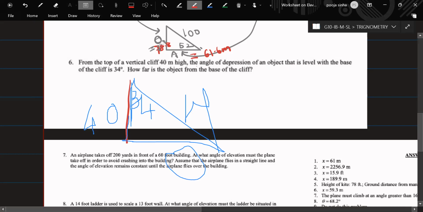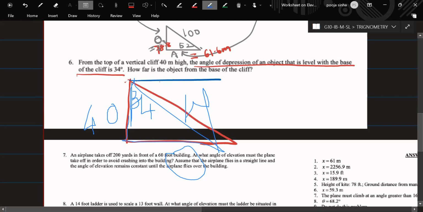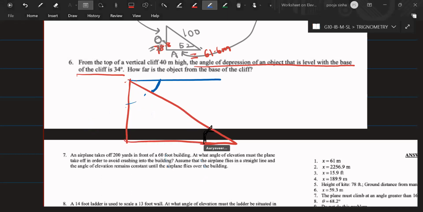What does this mean? The angle of depression of an object that is level with the base of the cliff. It means that the bottom is straight. Which angle should it be, elevation or depression? Why have you written 34 inside? You've written 34 here. Isn't it meant to be somewhere else? Should it be here or like this?